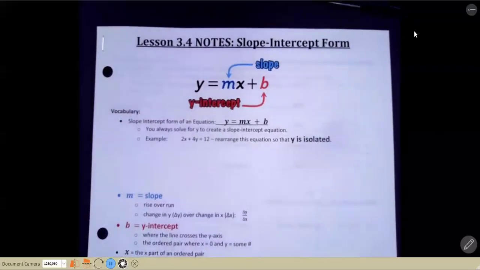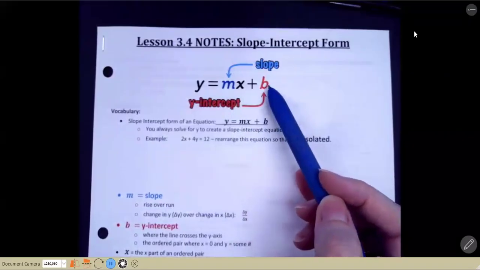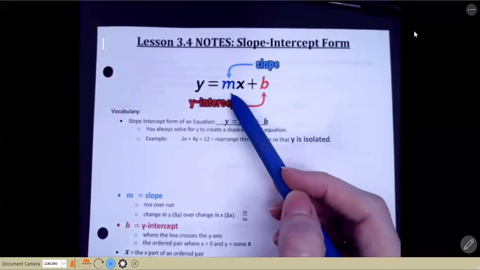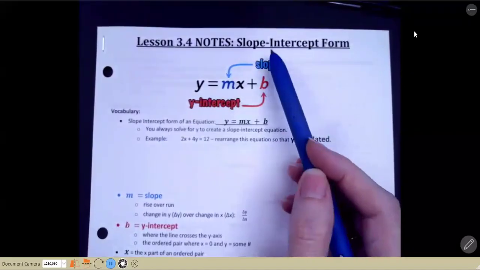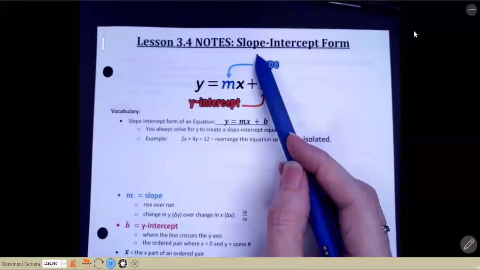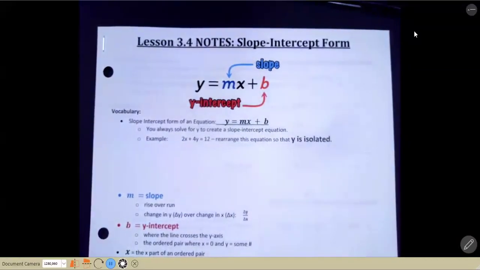Today's lesson is 3.4, and we're going to be discussing slope-intercept form. Some of this will be a review from pre-algebra, but we're going to go into a little bit more detail. If you recall, the slope-intercept form of an equation is y equals mx plus b, where you have the slope and the y-intercept. That is where we get the name of slope-intercept form, because when you have the slope and the y-intercept, you can easily plug them into this equation.